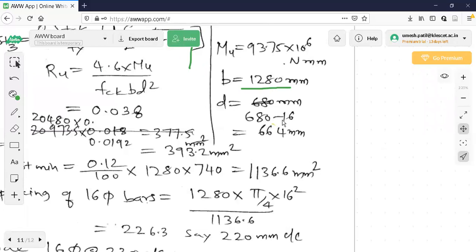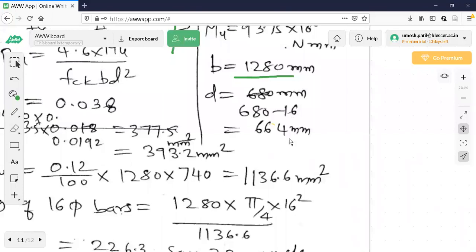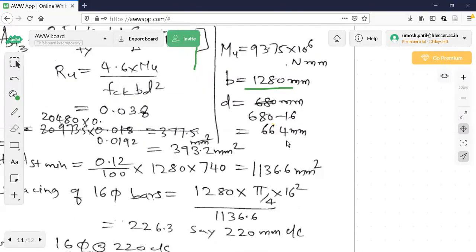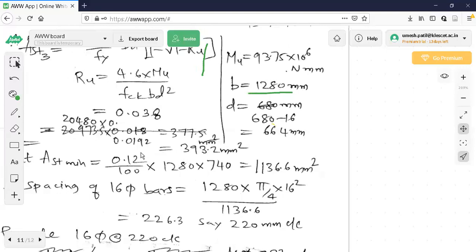680 minus 16. So small d is also different here. It is not 680, it is 664, because already steel is there in one direction, and above that I am providing this. I will show you in the diagram, from one textbook only. So B and D are important. So D is 680 minus 16 because again I'm going to use 16 mm bars only. So like this, you calculate it.